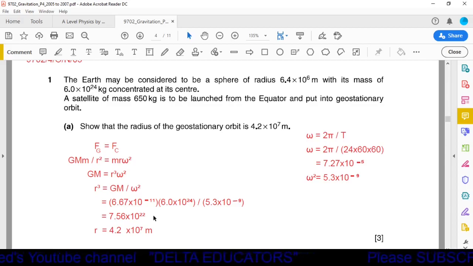Now this value is for r cubed. We have to find the radius of the geostationary orbit, which means we have to take the cube root of this value. So by taking the cube root of this value we get the answer r is equal to 4.2 × 10^7 meters.